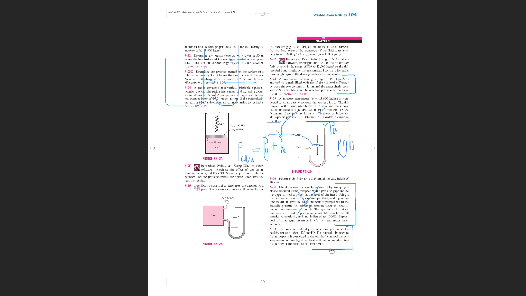The maximum blood pressure in the upper arm of a healthy person is 120 millimeter Hg. If a vertical tube open to the atmosphere is connected to the vein in the arm, determine how high the blood will rise. Take the density of blood as 100. How do you measure this?